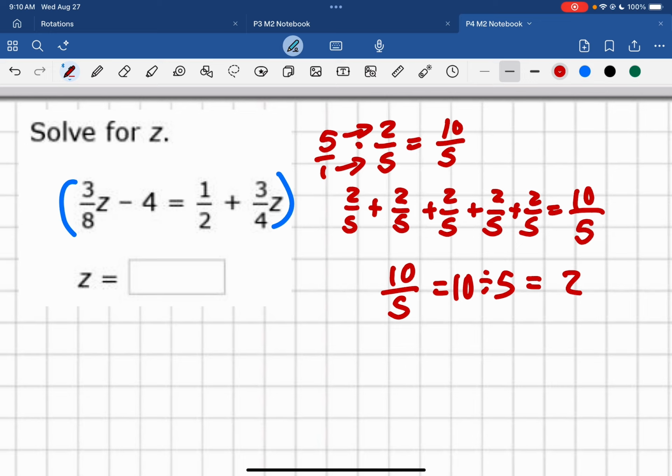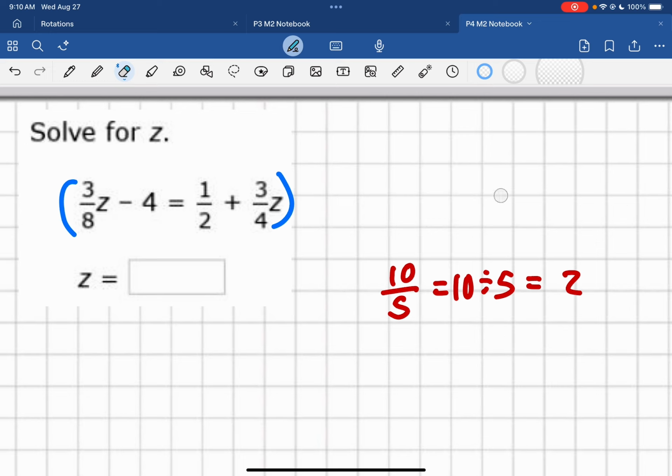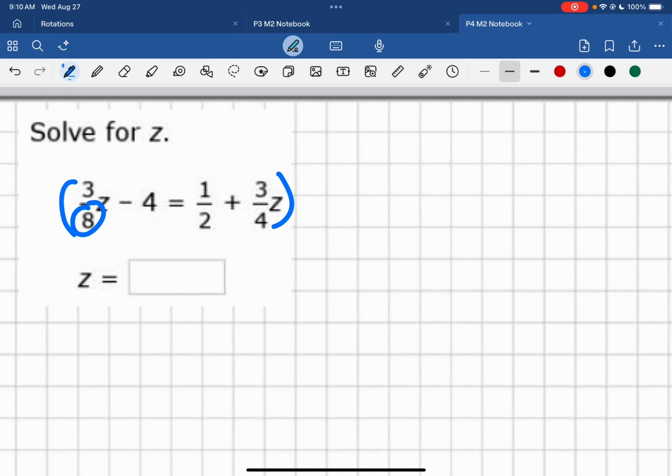Okay, knowing all that, let's go back to our equation over here. You'll notice not all the denominators right here are the same. So what we can do is look at the 8, 2, and the 4, and find our least common multiple. Now, what the heck is that?